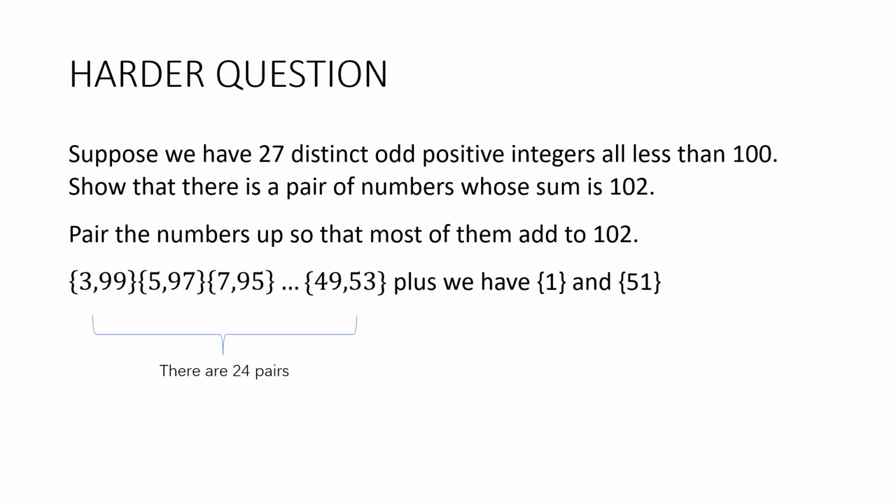All right, worst case scenario. Suppose we have one of each of these numbers in our 27 distinct odd positive integers. Say we've got the 3 and the 5 and the 95 and one in each of these ones, dot, dot, dot, and the 49, and we've got the 1 and we've got the 51. Then we have 24 pairs plus 2, these guys here, which is going to make 26.